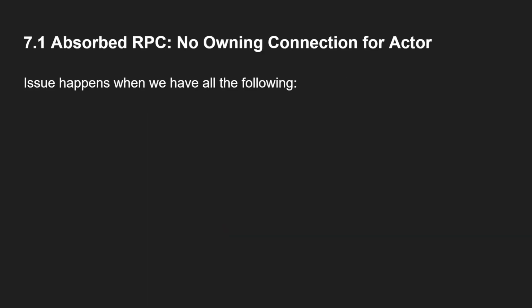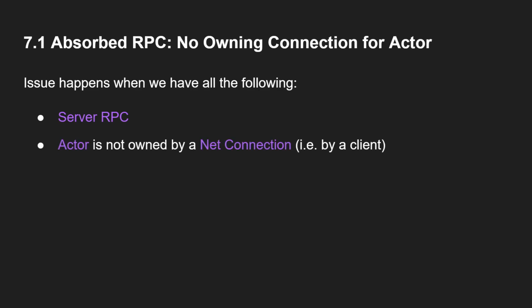So the first issue that happens, if you're not aware of when it's safe to RPC from actors, is that the RPC could be absorbed, and you would get a warning that says no owning connection for the actor. This issue happens when you have a server RPC and the actor is not owned by a net connection. And by net connection, I mean an object in Unreal Engine that is natively associated with a player controller. It happens at a specific point in time, and it basically means that this actor is owned by the client.